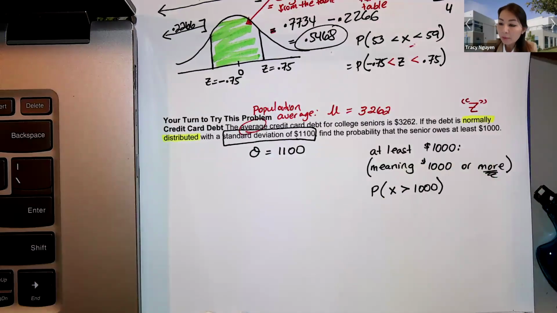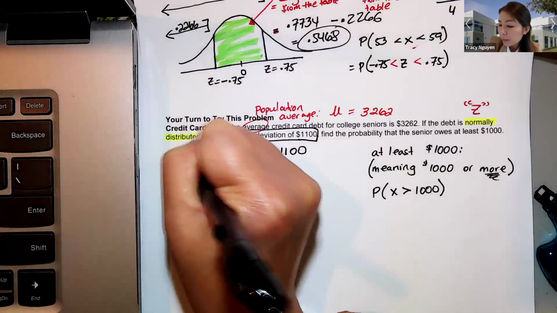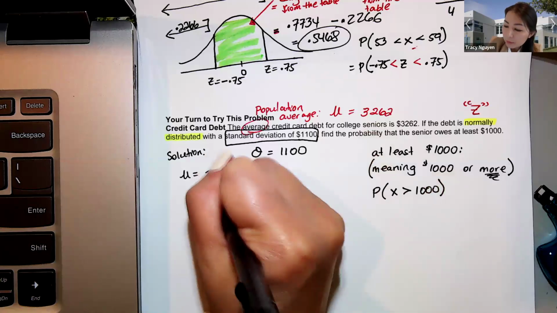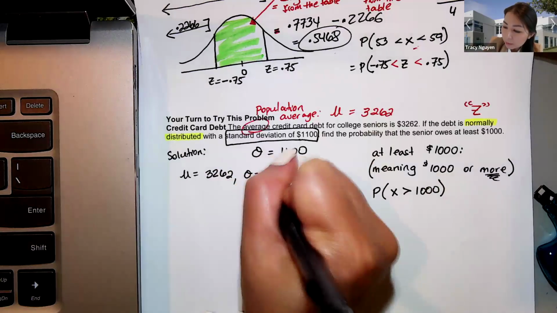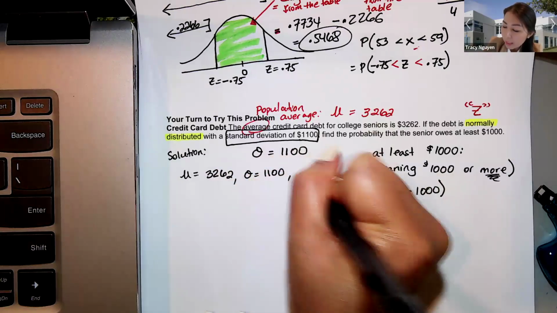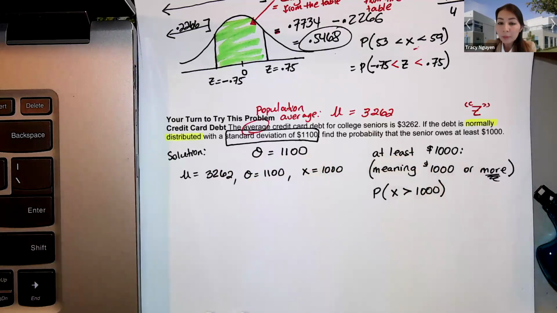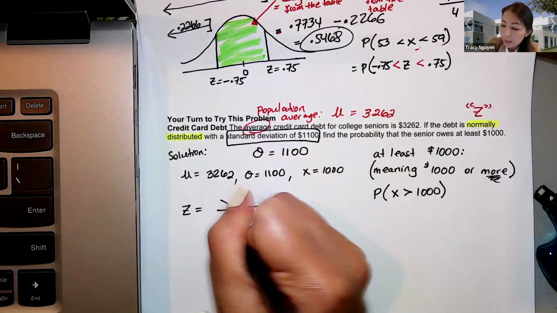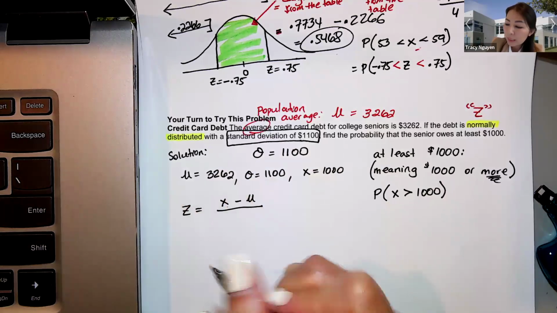Okay, so we have a value for mu. Let me write the word solution here. After we analyze the problem, we have our value mu equal to 3,262. We have sigma equal to 1,100. We have X equal to 1,000. So we're looking for the probability of 1,000 or more. So again, we're going to solve for Z because we only have one X value, so we don't need the subscript of X1 and Z1, we can just write it like that.